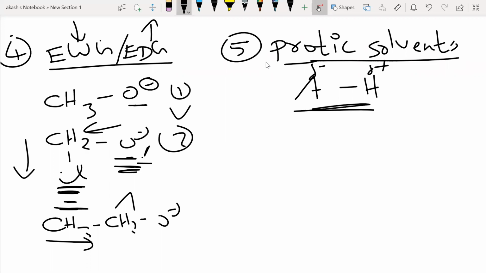Now we will take the same 4 examples, people. I will just take the same 4 examples which we already took: F minus, Cl minus, Br minus, and I minus.